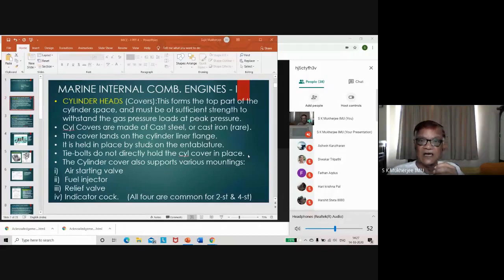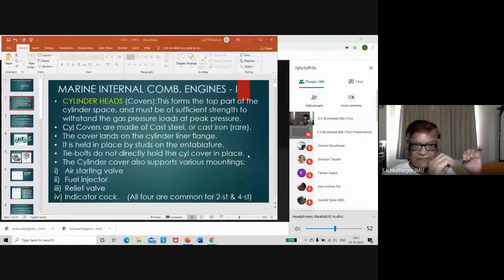The cylinder cover, when it is seated, lands on top of the flange of the liner. You see, the cylinder liner is a cylinder, and at the top, it has a flange. When the cylinder liner is fitted in the entablature, it rests on that flange. And on top of this flange, the cylinder cover seat rests. So the flange is actually sandwiched between the cylinder cover and the entablature. That is how gas tightness is achieved in the combustion chamber.